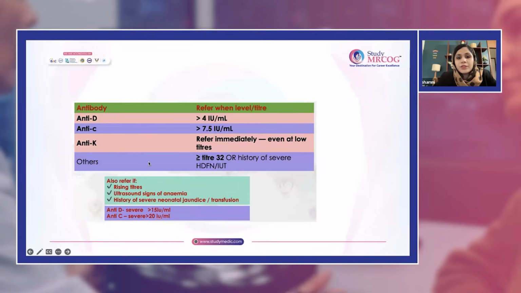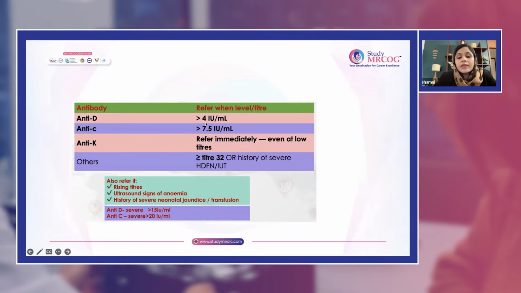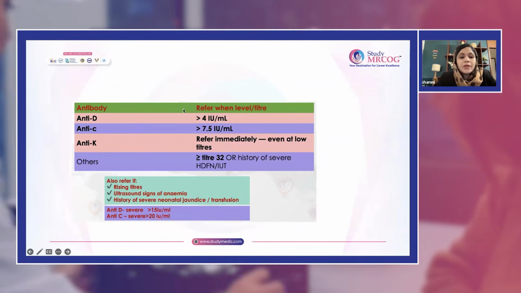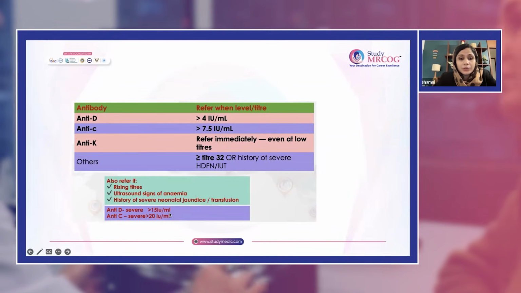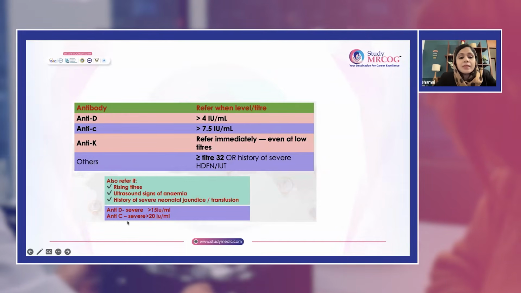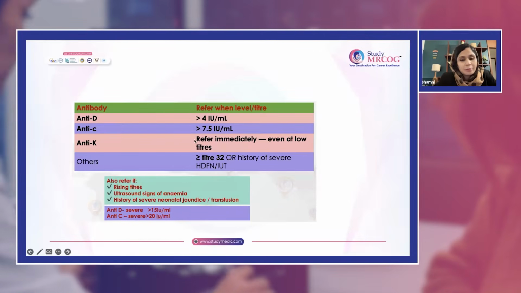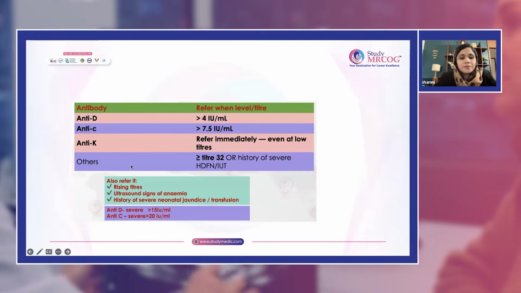So when do you refer to the fetal medicine unit? When anti-D becomes more than 4 international units per ml, anti-C more than 7.5. Anti-D is severe if it is more than 15 international units per ml, but you will refer if it's more than 4. Anti-C becomes severe if it's more than 20, but you are going to refer if it's more than 7.5. Anti-K, any titer, you just refer.